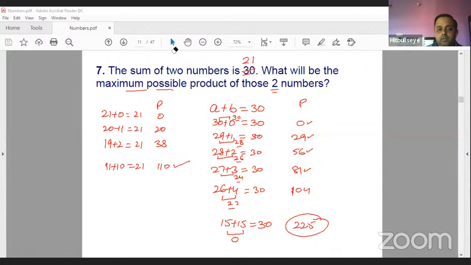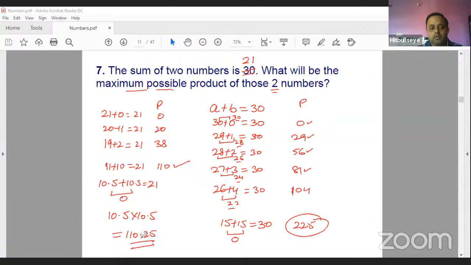But now the word natural is not written there, so you can take the numbers to be decimals also. So 10.5 plus 10.5, not 11.5. It is 10.5 plus 10.5. That becomes 21 also. Difference is 0. So the maximum product would be when you take the numbers to be 10.5 and 10.5, and in that case that will be 110.25. This will be your answer. So if the question asks that the sum of two natural numbers is 21, the answer would have been 110. Otherwise, if simply numbers are asked, the answer will be 110.25.